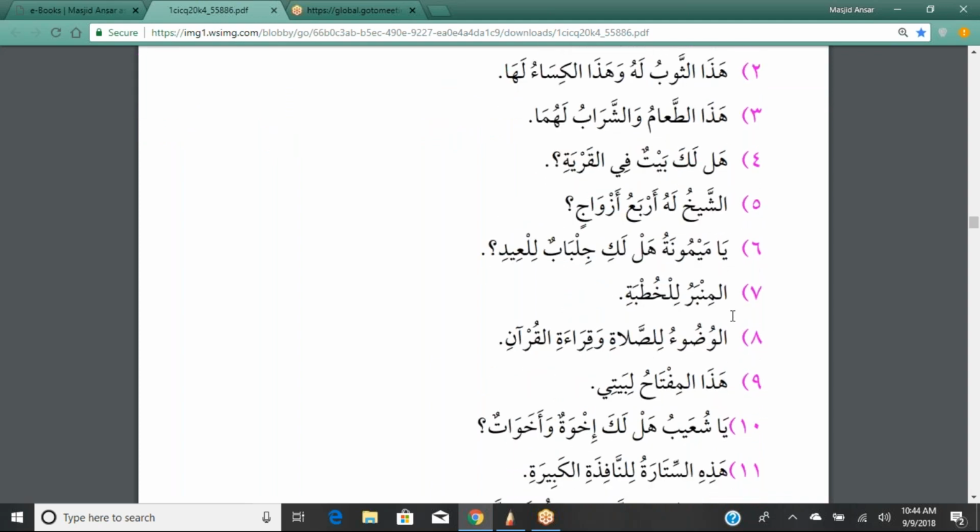Number 7. Al-minbar lil-khutbah. The minbar, which is those 3 steps that are there, we're not going to translate it as the pulpit. That is not permissible. It's not the pulpit. I don't even like to call the khutbah a sermon, but hey, I'm critical, I'm harsh. But the pulpit, that's a no-no. It's the minbar, it's what the Prophet stood on, it has 3 steps.